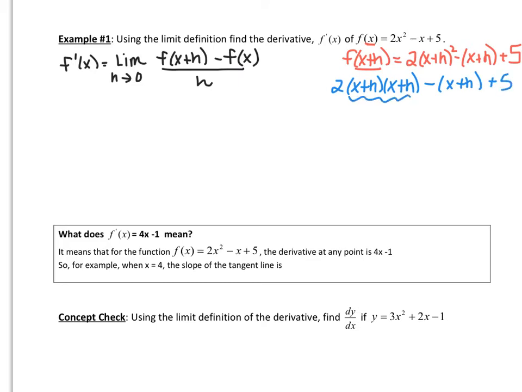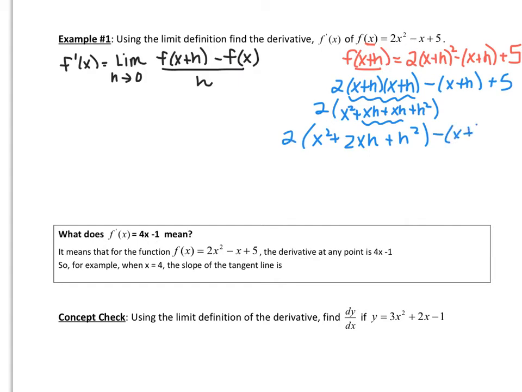So I'm going to try to double distribute this first. It'll be x squared plus xh plus xh plus h squared, which I can simplify these two to 2xh plus h squared, and I can bring down the x squared. So all of this times 2 minus (x plus h) plus 5.